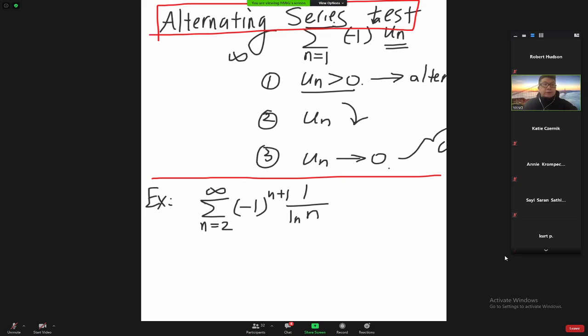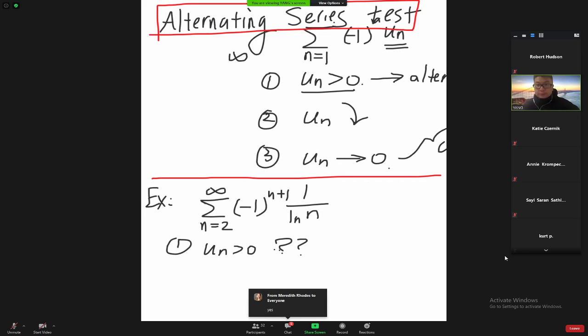The series is (-1)^(n+1) times 1 over natural log of n. Justify that this one converges. First, is that an alternating series? Which means the first condition, u_n positive. Yes or no? Yes, because u_n is 1 over natural log of n, and 1 over natural log of n is positive.